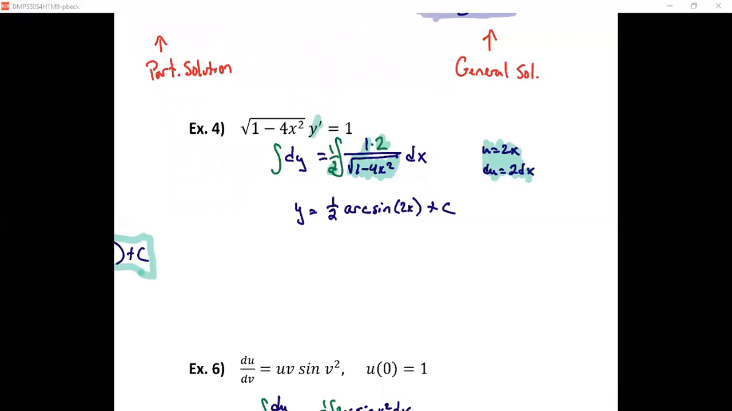Now, one of the things to watch out for is our a value is 1, so we didn't have to worry about it. But remember, with arcsine, we don't have to put the 1 over a out in front. So it's just the 1/2 arcsine of 2x plus c.